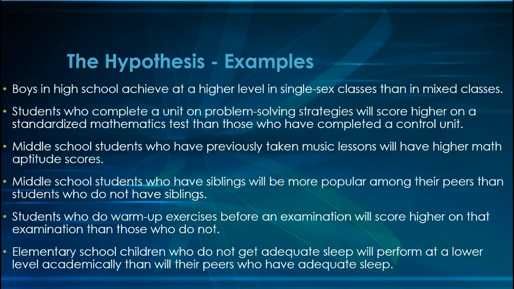Our independent variables are the two classes, and our dependent variable is academic achievement. Moving down to students who do warm-up exercises before an examination will score higher on that examination than those who do not. Our variables here are the students who do exercises, the students who do not do warm-up exercises, and the score on the examination. So our independent variables are the two groups of students, the ones who do exercises and the ones who do not, and the dependent variable, which is dependent on that, is the score on the examination. We'll explain all this a little bit further, so you can see why these are good examples of what a hypothesis is.